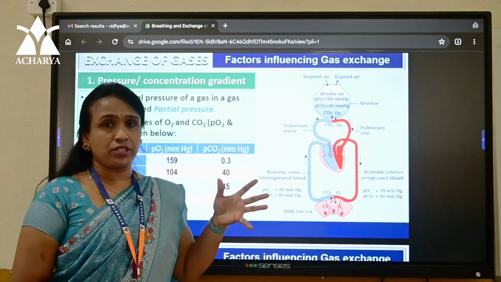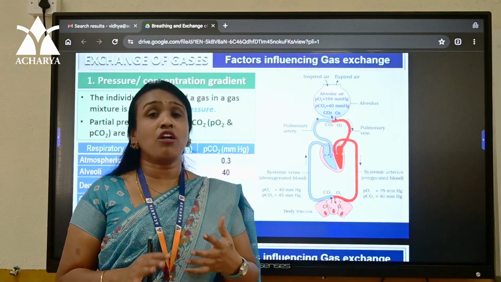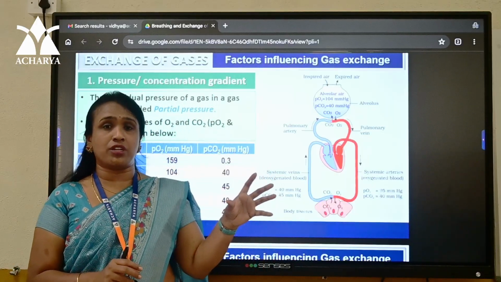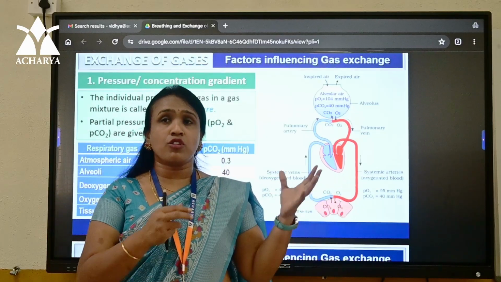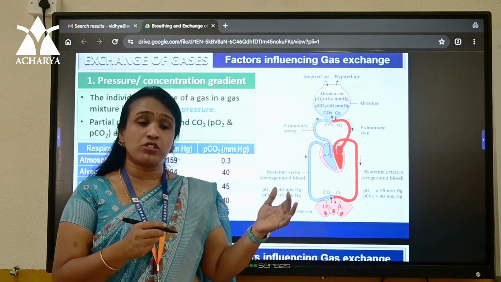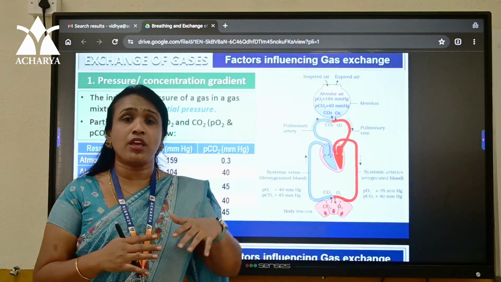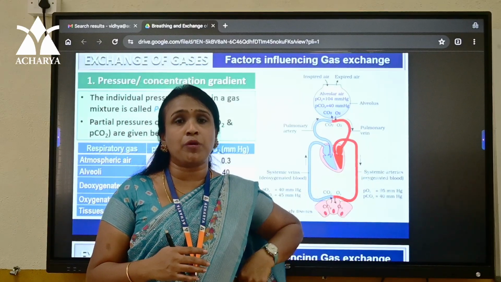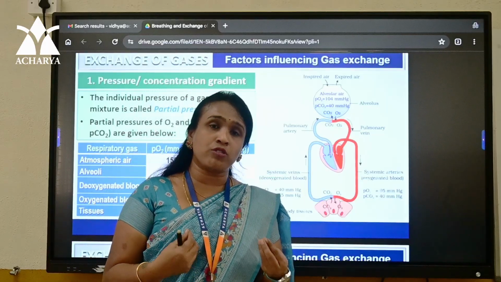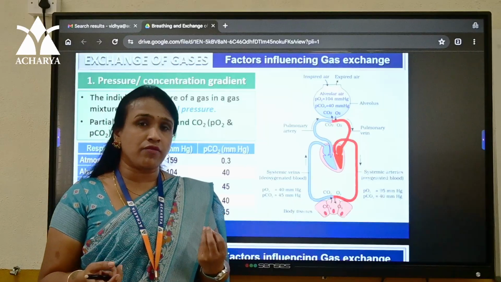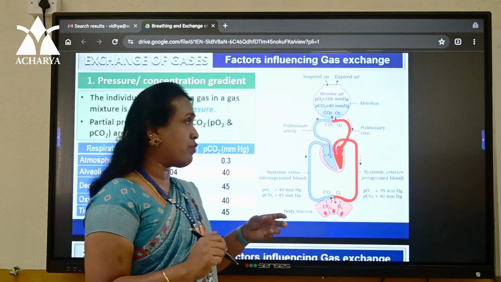What is partial pressure? The pressure exerted by an individual gas in the entire gas mixture is called partial pressure. For example, a large part of atmospheric air contains oxygen, which we studied in biomolecules. Compared to the carbon dioxide concentration, it is a very huge amount. So the partial pressure of oxygen will be more in the atmosphere compared to the alveoli, because in our body we continuously produce carbon dioxide. The concentration of carbon dioxide will be more, hence it will result in increased partial pressure of carbon dioxide, which we are going to study.